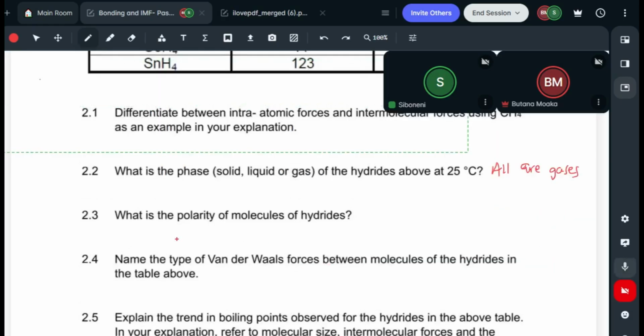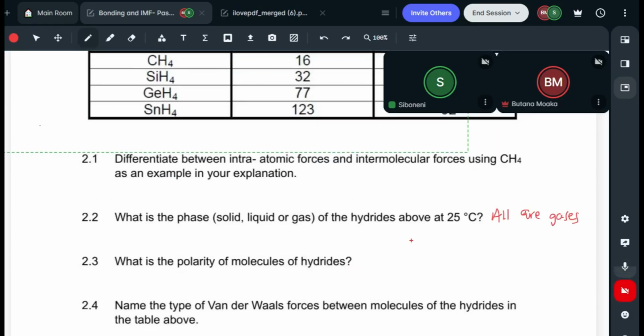And then what is the polarity of molecules of hydrides? What is the polarity? Hydrides.